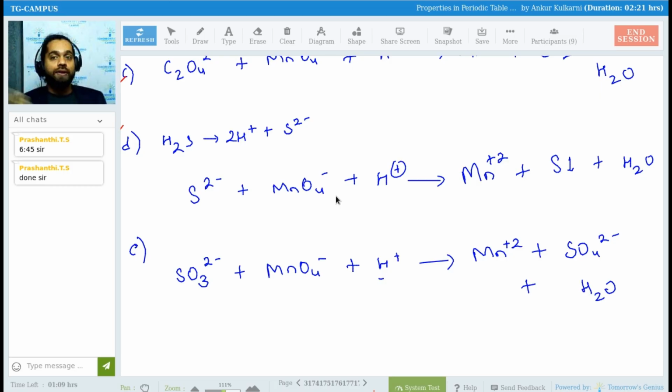Your SO3 2 minus also got oxidized. So these all are proof that your KMnO₄ is acting as an oxidizing agent. Come on, done in the chat box, everyone.